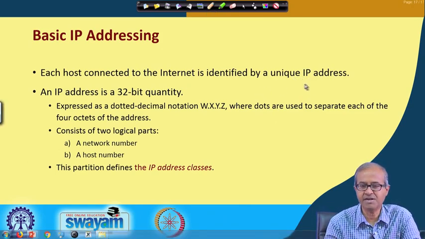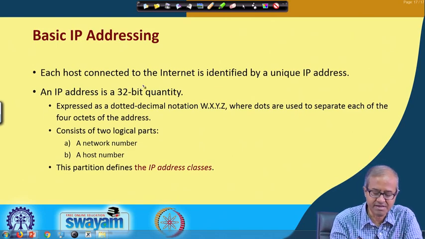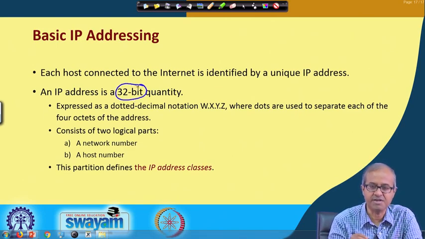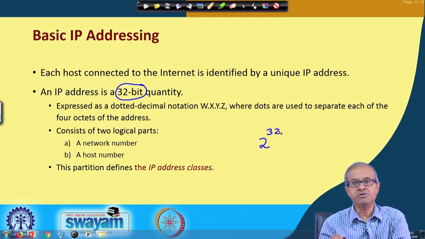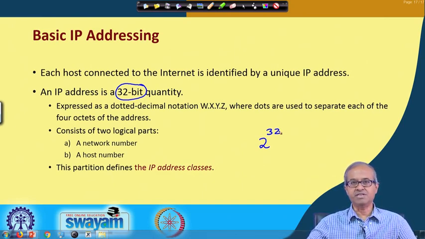And the way an IP address is defined, it is a 32-bit quantity. So, you can clearly see you can have 2 to the power 32 different unique addresses, which is about 4 billion. You can have 4 billion such unique IP addresses, right.